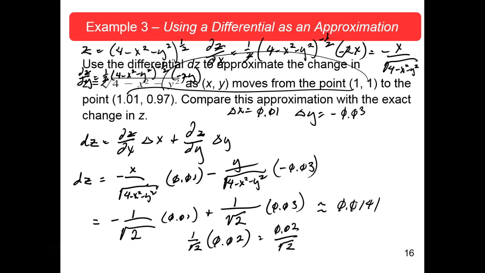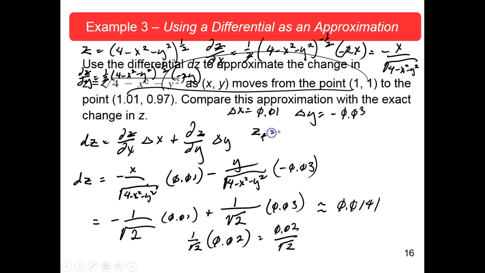Use the differential to approximate the change. Compare the approximation with the exact change in z. So the exact change of z is what we call our delta z. And how you do that is just... it's going to be a little hard to do on here, but we can.